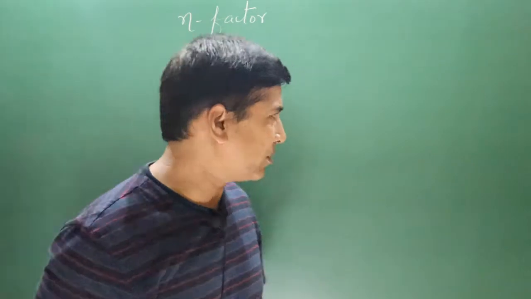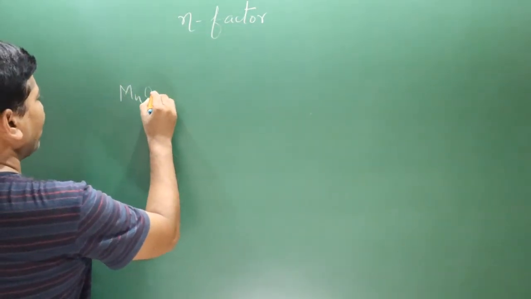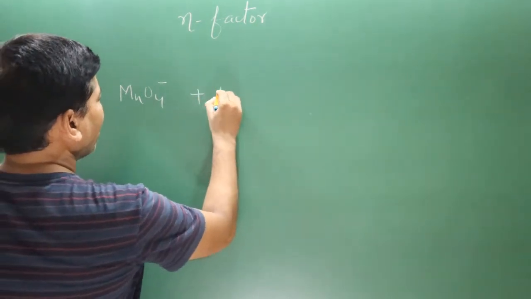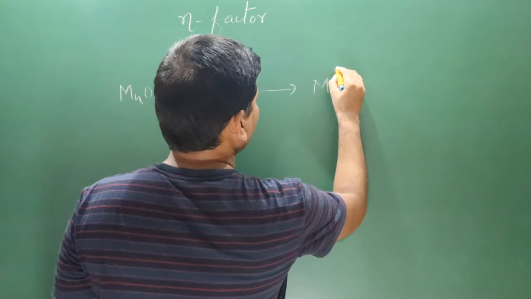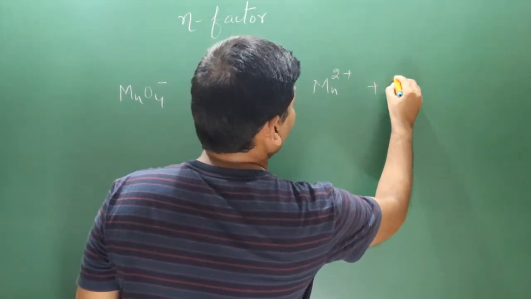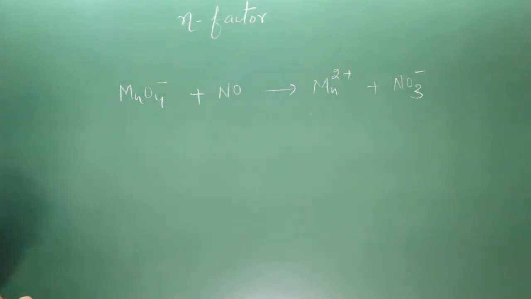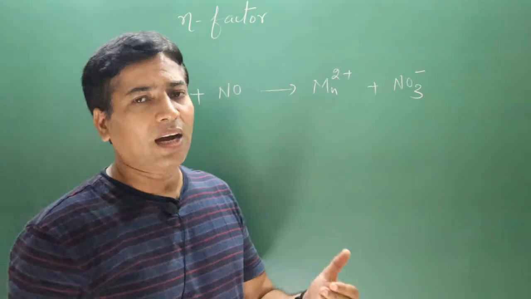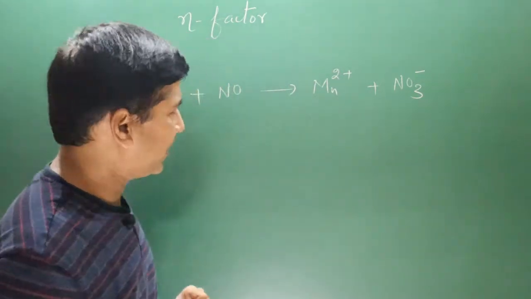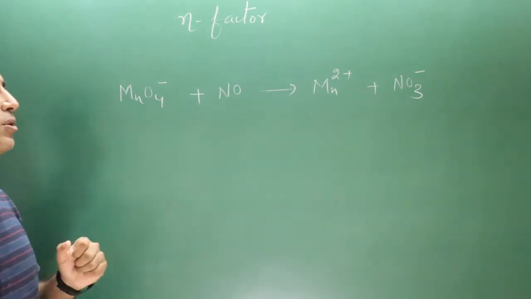For example, let me take one example on the board. We have MnO4 minus, then we have NO, and we get Mn2 plus, and then NO3 minus. This is the redox reaction given there. First of all, we write down the oxidation numbers to identify the oxidation as well as the reduction reaction. Keep in mind we are calculating n factor values for intermolecular redox reaction.